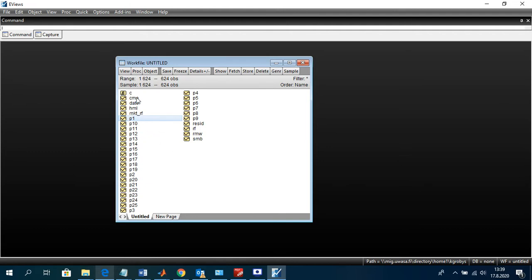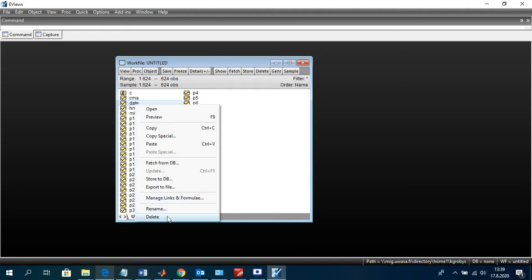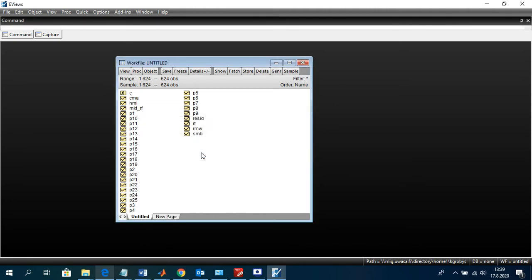So what we have here is CMA, the investment factor, conservative minus aggressive investing stocks. Then we have the date. We can delete it. We don't need it. When you check the Excel file, you will see that the dates are exactly congruent. So of course this is necessary.